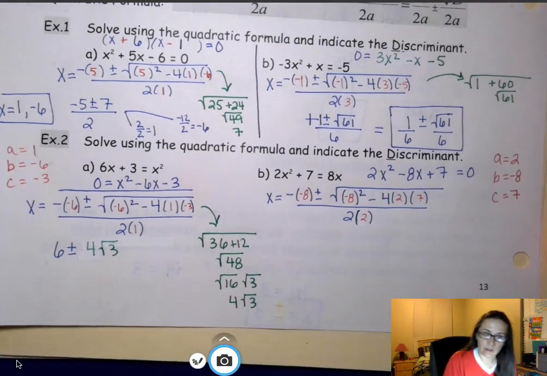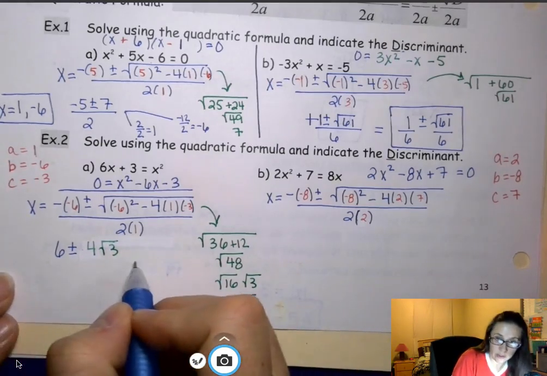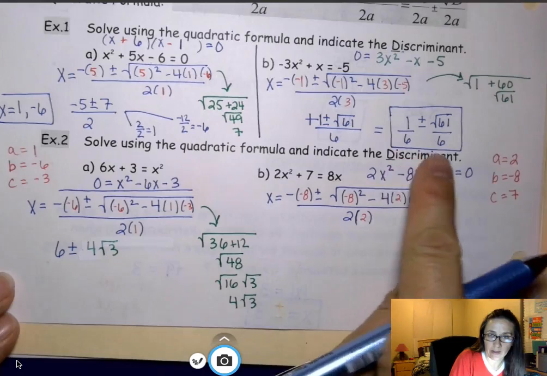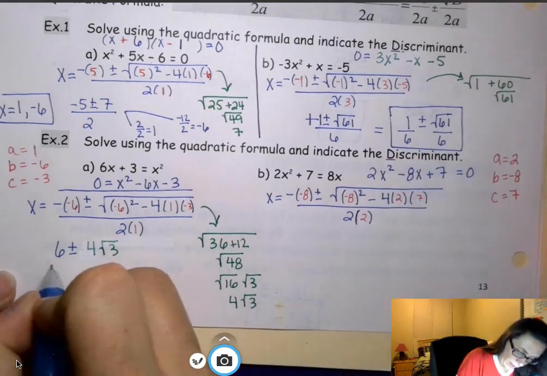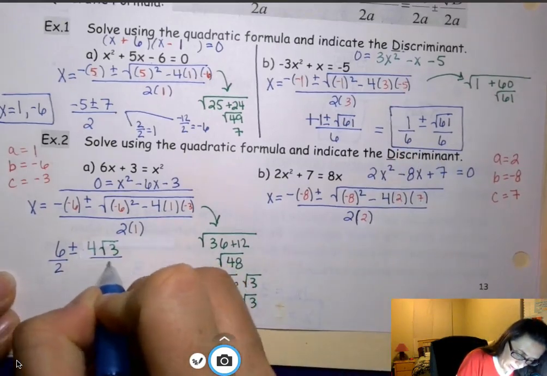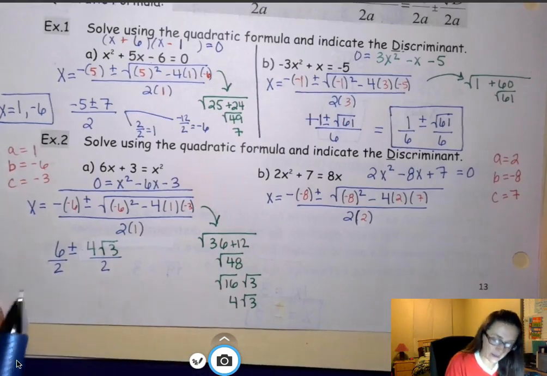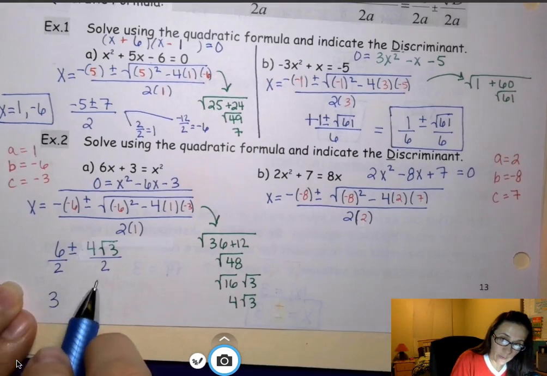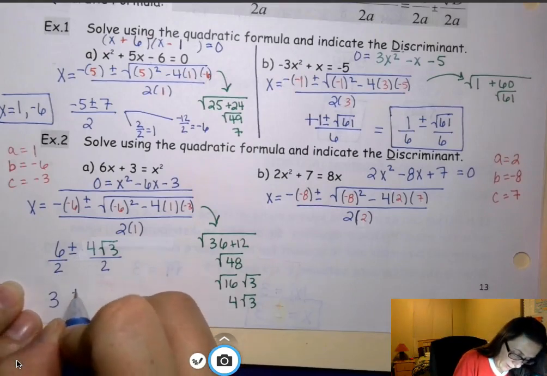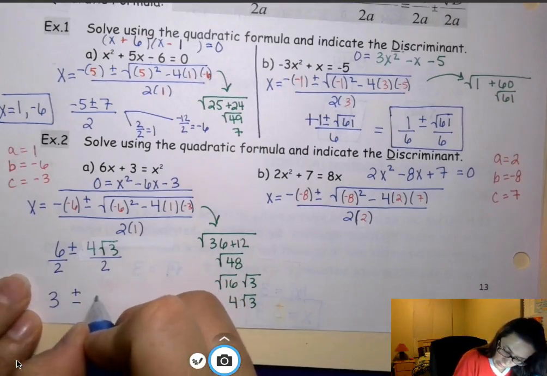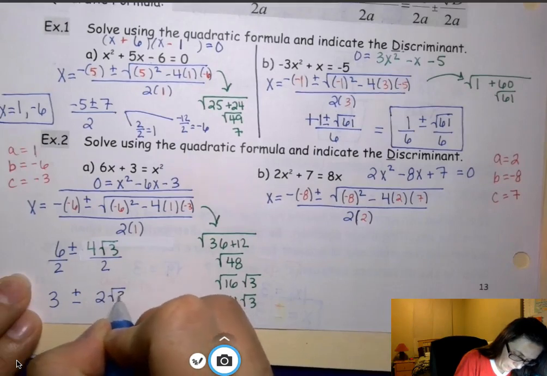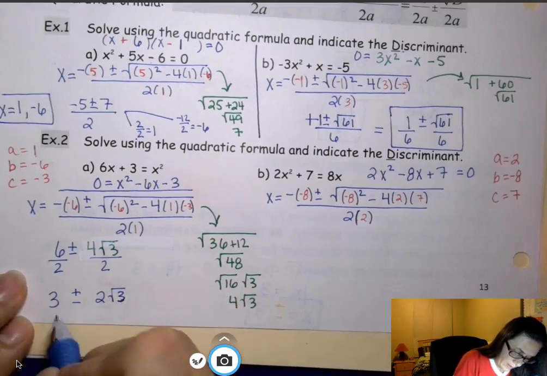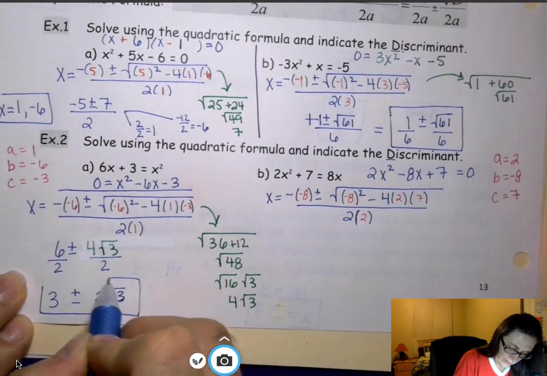All over 2a. So all over 2, except I want to separate it like we did up here. So I'm going to write it over 2 like that, because now I have 6 over 2, which I can simplify to 3, and I have this 4 and the 2 that I can simplify, so I can make this over here 2 root 3. So that is my completed answer.